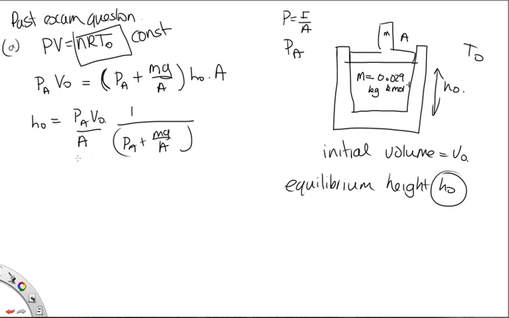Let's multiply the A in here. So we've got PA V0 over PA A plus mg. So that's probably as simple as we can give it. So that is our answer for the equilibrium height. For 1131, there's a part B. So part B for 1131 only.